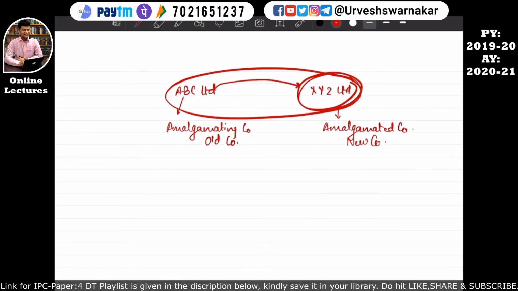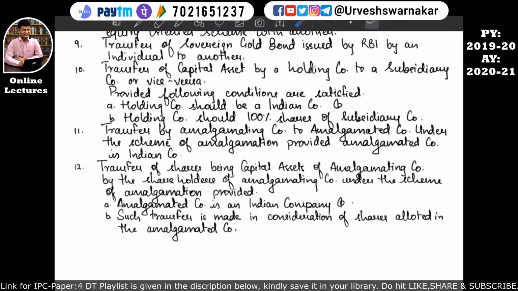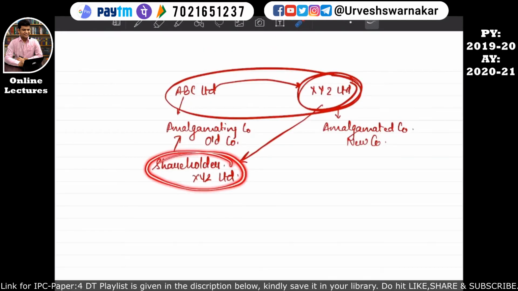So over here, what was the scenario? ABC Limited was the amalgamating company and it got amalgamated in XYZ Limited, that is amalgamated company, which is a new company. Okay. So here in this old company, there will be shareholders. Okay. So these shareholders will receive new shares of XYZ Limited now. So that is what is given over here. Transfer of shares being capital assets of amalgamating company by the shareholders. So understand this over here. These are the shareholders, and shares of ABC Limited are the capital asset of the shareholders. Okay, so what they are doing, the shareholders of ABC Limited are transferring its shares to the XYZ Limited, and in return they are receiving the shares of XYZ Limited. So that is what is given.